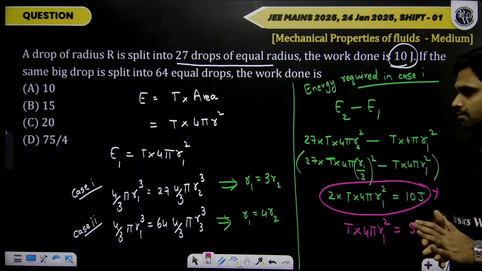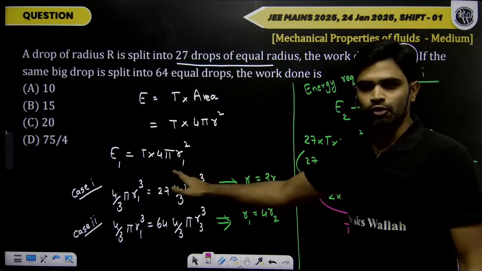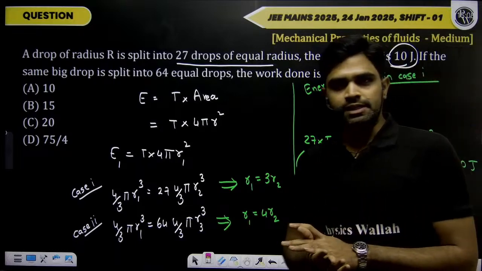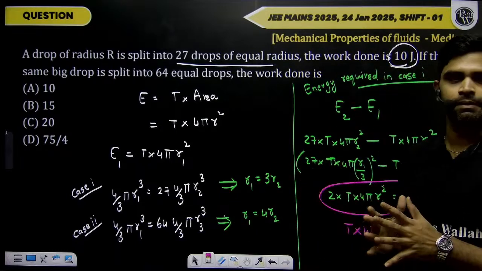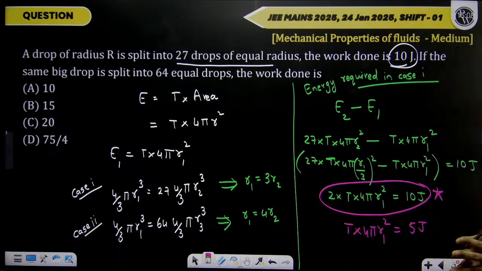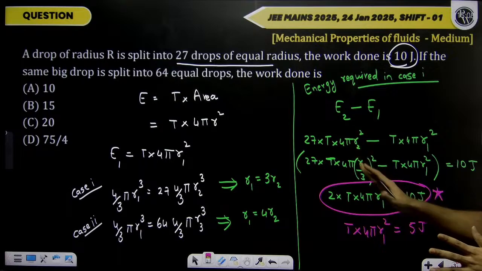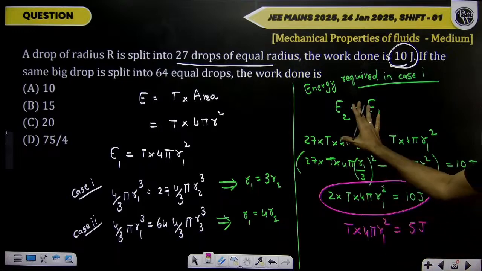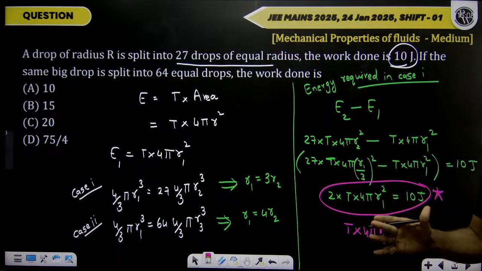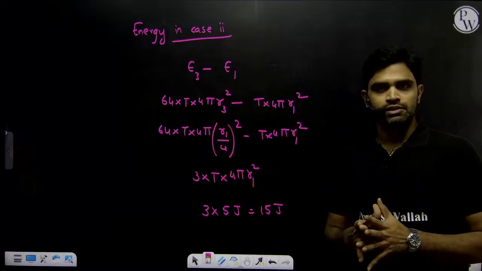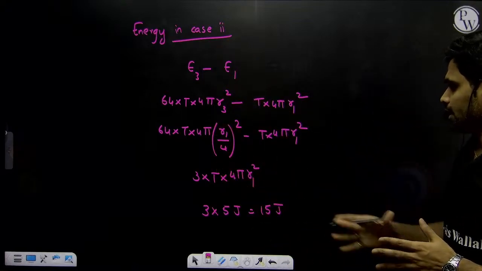pi R2 square. But we have a relation from conserving volume, and the other shifts can also expect this. This was very important. If you see the PYQs also, a lot of times this concept was used. At least in the last few years, at least 10 times the same concept was repeated in multiple manipulations of the same question. So we found the change in energy in the first case where it's breaking into 27 drops. We found the change in energy in the second case where it is breaking into 64 drops, and we compared the energies.